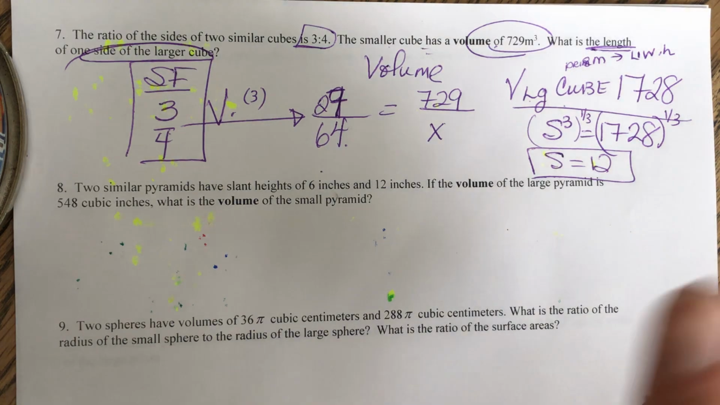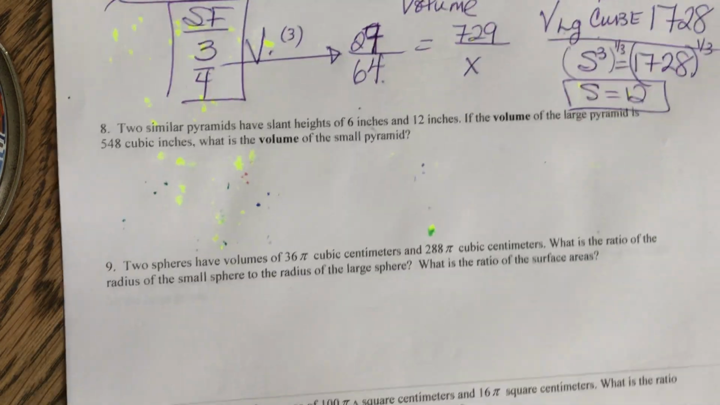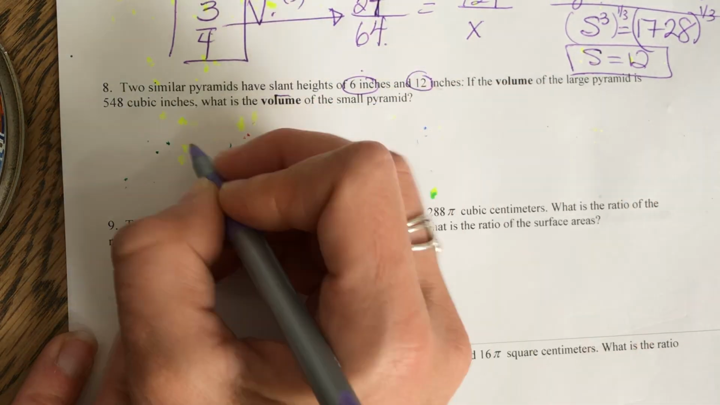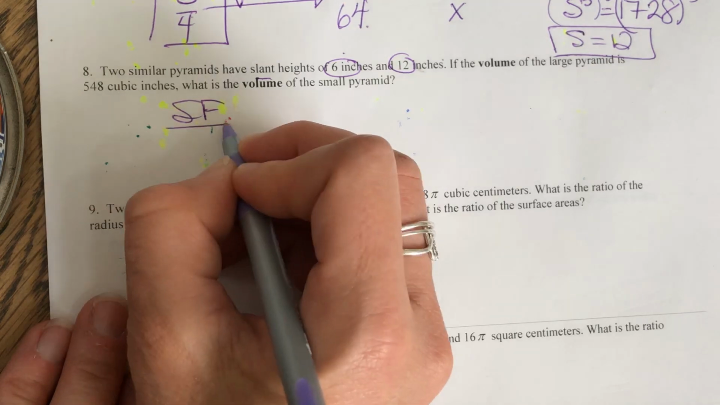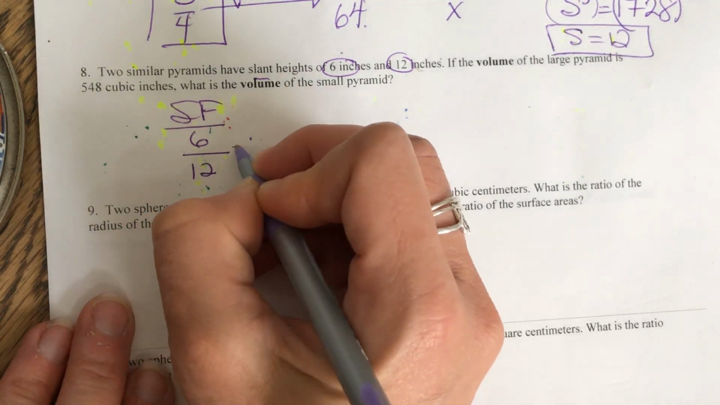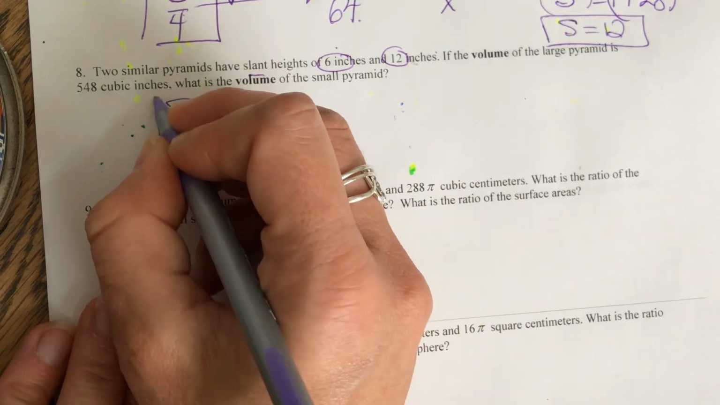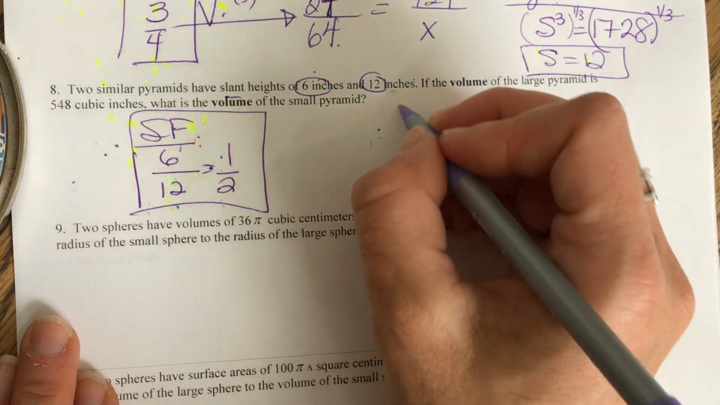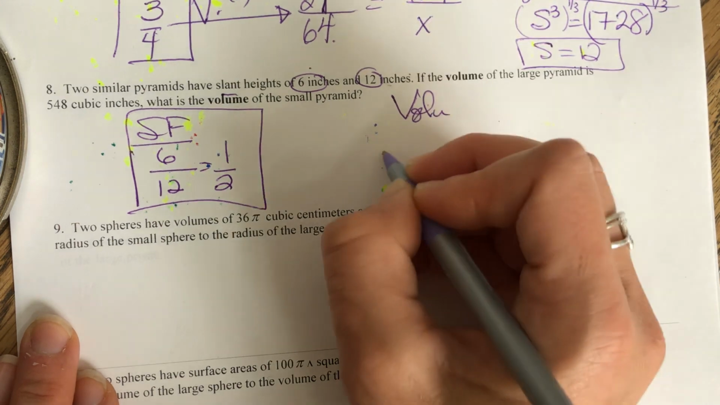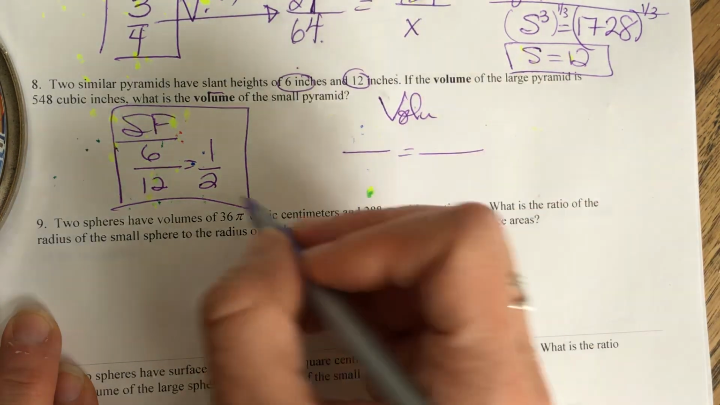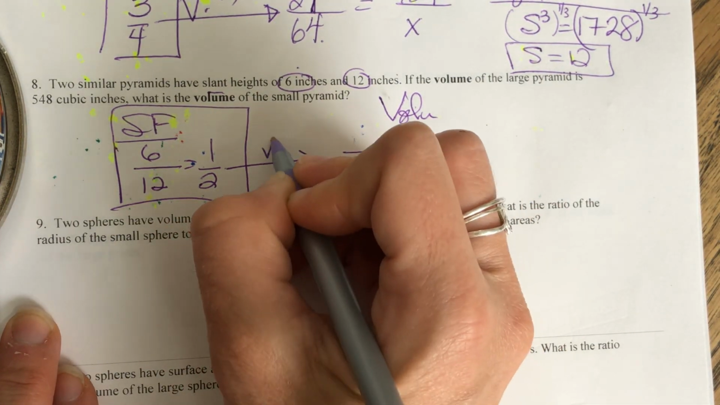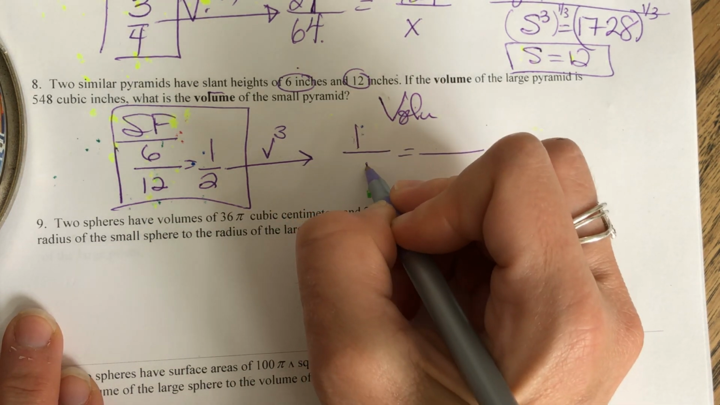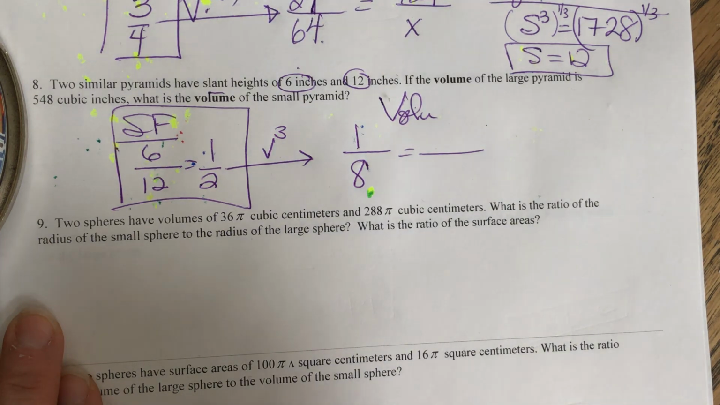Okay. So let's continue. Next, 2 similar pyramids, so slant heights, 6 to 12. So that's your basic linear, 6 to 12, which we want to make sure we simplify. 1 to 2, box it because you ain't using it. The volume of the large, so we're working with volume again. Write yourself that note. So we want this to be in terms of volume, so we have to cube it. 1 cubed, 1, 2 cubed, 8. That's it. Okay.